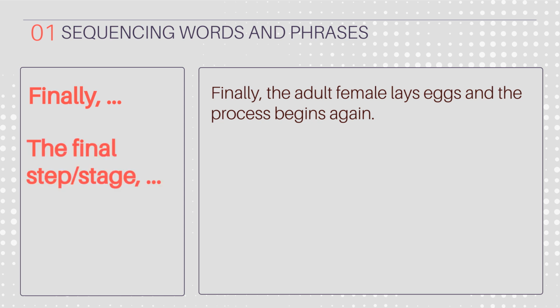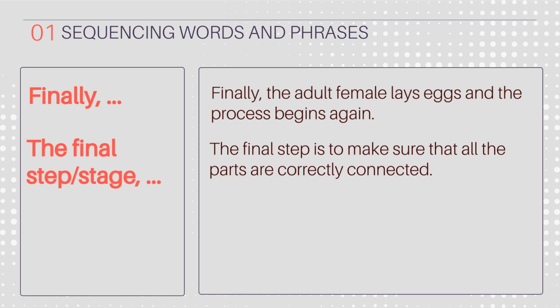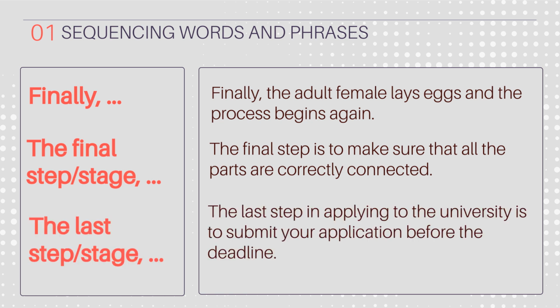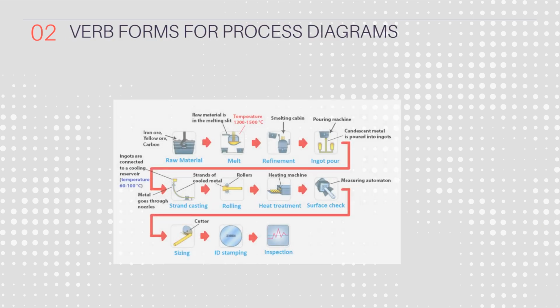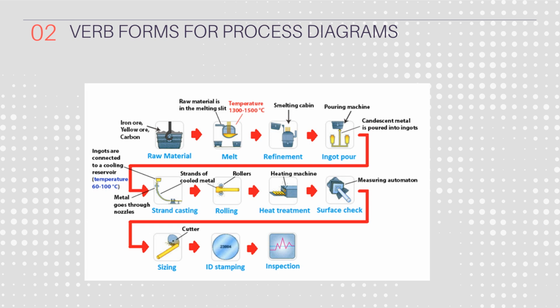The final step, the final stage. For instance, the final step is to make sure that all the parts are correctly connected. The last step, the last stage. The last step in applying to the university is to submit your application before the deadline. Verb forms for process diagrams. In most process diagrams, the emphasis is on the action, not on the person.